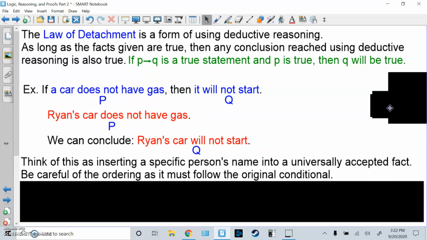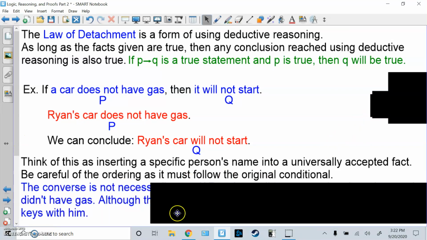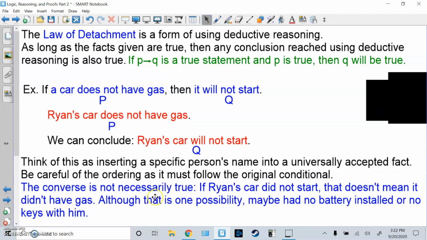So think of it as inserting a specific person's name into a universally accepted fact. Be careful of the ordering as it must follow the original conditional. So here's the other one. The converse is not necessarily true. Y'all know that from before. It's not logically equivalent to the conditional. If Ryan's car did not start, that doesn't mean it didn't have gas. Although that's one possibility. Maybe he had no battery installed or he had no keys with him. Alright, so it must be P to Q with another P.